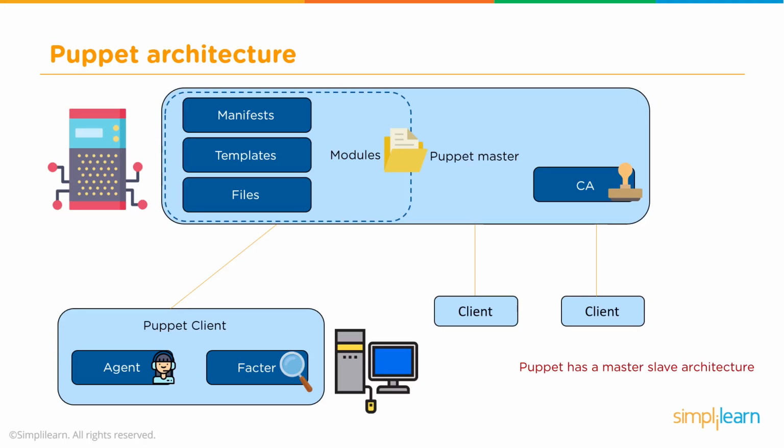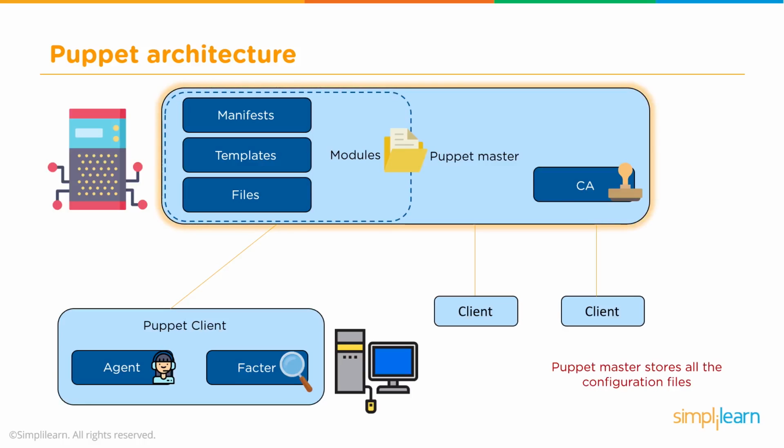So Puppet has a master-slave architecture. As you can see here, on the top we have the Puppet master and below we have the Puppet clients. The Puppet master is the system where your system administrator sits. The clients are those systems which require configuration. You can have n number of clients connected to the Puppet master. So don't worry, we'll look into each of these components in detail.